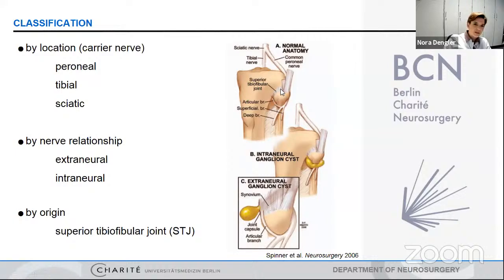So when the articular or the synovia from the joint has a connection to the articular branch, then the fluid can come up here in the branch and even go back into the peroneal nerve and up here to the sciatic nerve, depending on what amount of fluid is produced in here. So by origin, that could be a superior tibiofibular joint. This is the most common one for the peroneal nerve, but of course for other nerves, there are a lot of other joints that can be the reason for ganglion cysts. I think this is widely known.